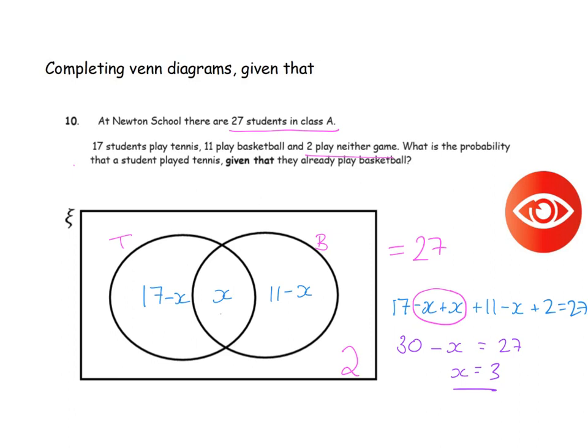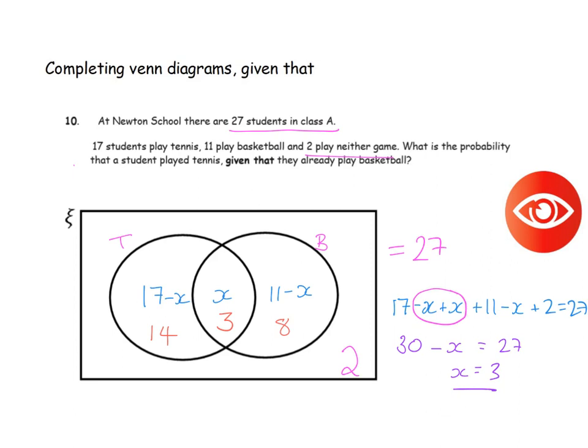So I know that 3 is in the middle, and then we have 14 on the left, and we're going to have 8 on the right. So double checking it adds up to make 27. Yes, it does. Once I've got the Venn diagram complete, I can then answer the question.